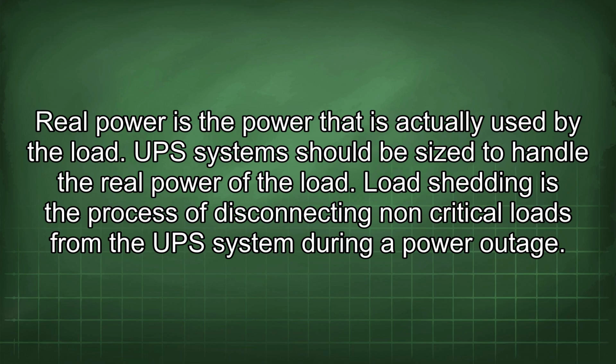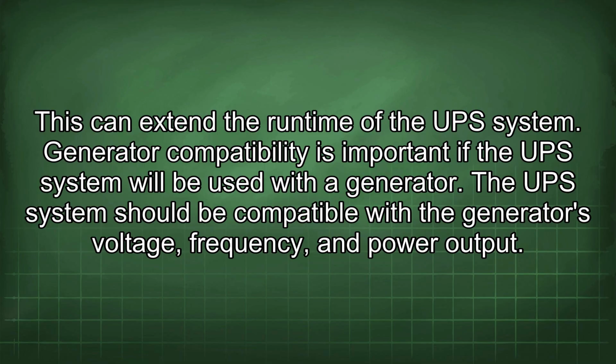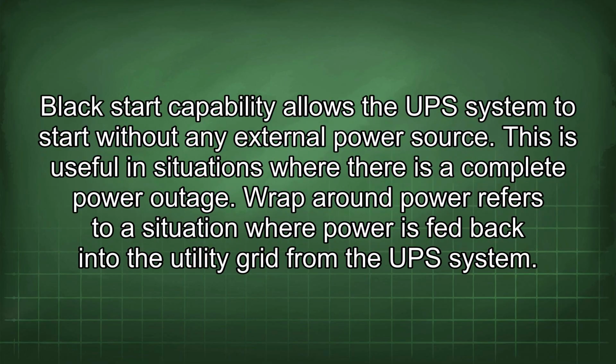Load shedding is the process of disconnecting non-critical loads from the UPS system during a power outage. This can extend the runtime of the UPS system. Generator compatibility is important if the UPS system will be used with a generator. The UPS system should be compatible with the generator's voltage, frequency, and power output. Black start capability allows the UPS system to start without any external power source. This is useful in situations where there is a complete power outage.